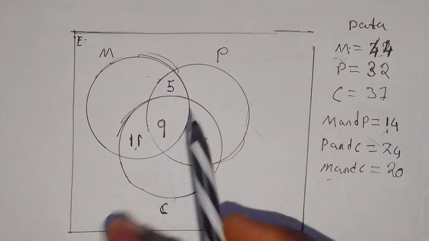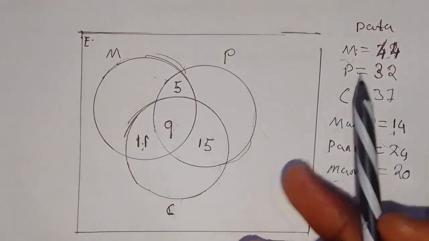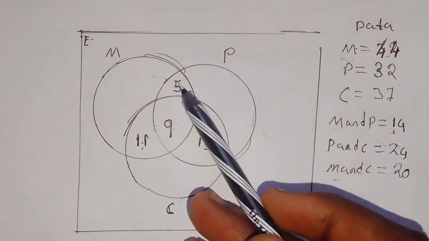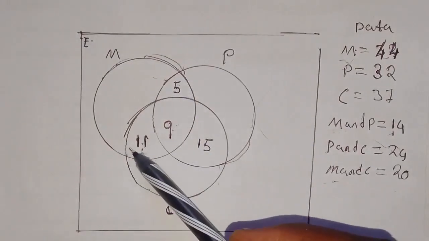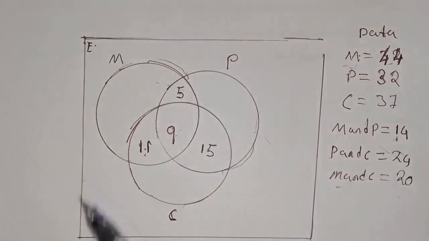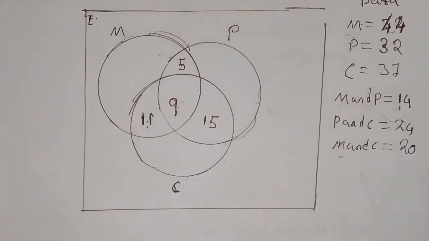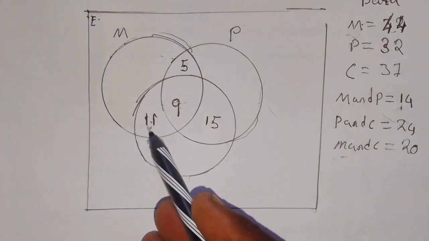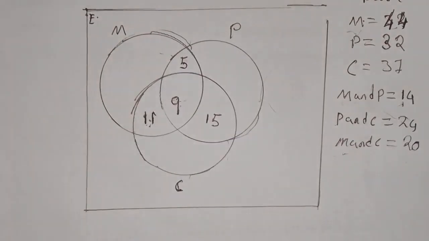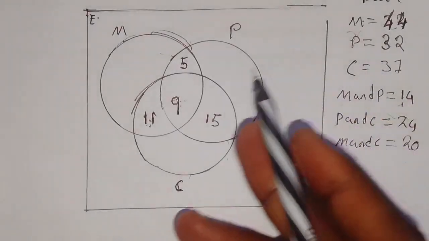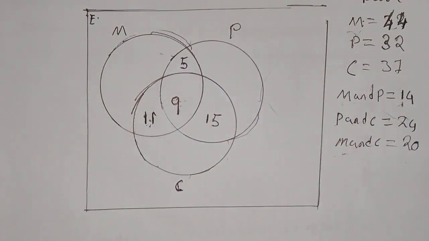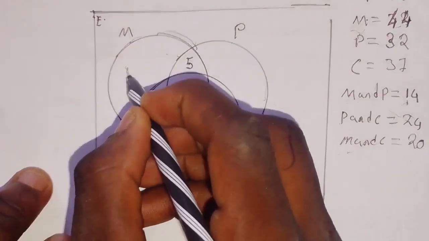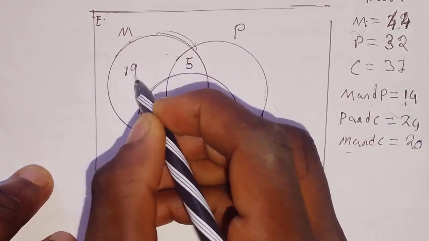So you add this plus this plus this, because in those 44 we have already entered these people who did other activities. So we have 5. You add this plus this plus this. So 9 plus 11, it will give you 20. 20 plus 5, it will give you 25. So do 44 minus 25, it will give you 19. So we have 19 here.